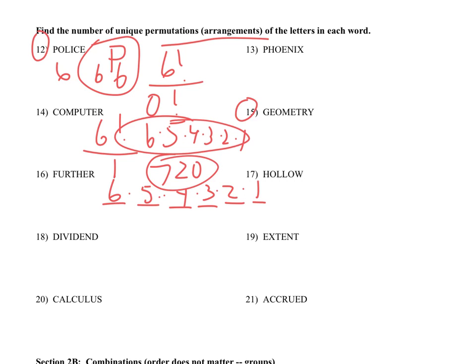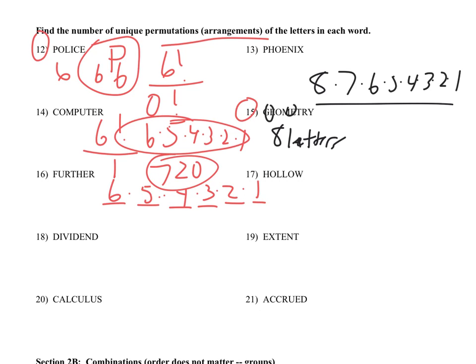All right. Now, if you look at 15, which is the next one we're going to do, we have geometry. And you need to notice that I have repeated E's here. Okay? So, in geometry, I have 8 letters. So, if I think about it, it would be really 8 factorial, or 8 times 7 times 6 times 5 times 4 times 3 times 2 times 1. Okay, so it's 8 factorial.